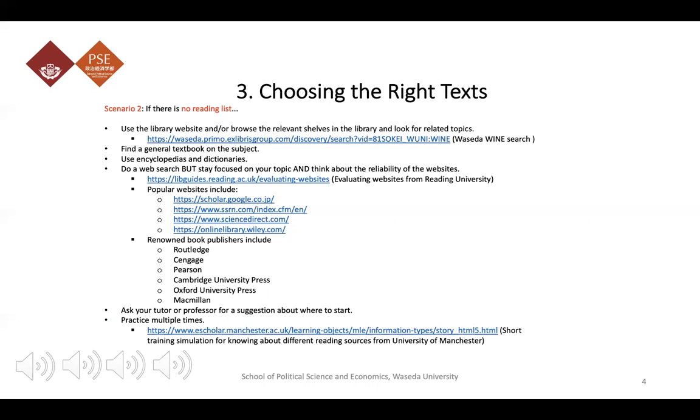And if you're looking for books to understand specific topics, I recommend you look at the publisher of the book. I listed some really renowned publishers, including Routledge, Cengage, Pearson, Cambridge University Press, Oxford University Press, or Harvard University Press. Those kinds of publishers indicate the quality of the book.